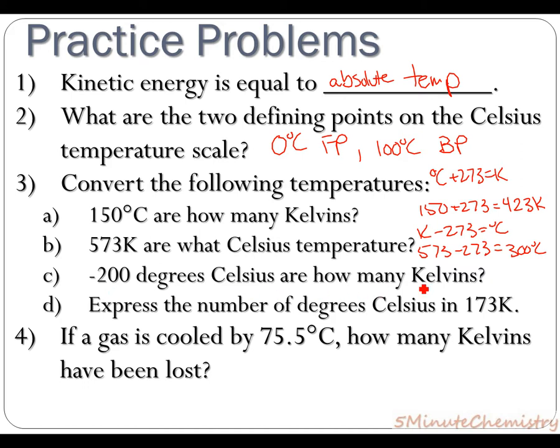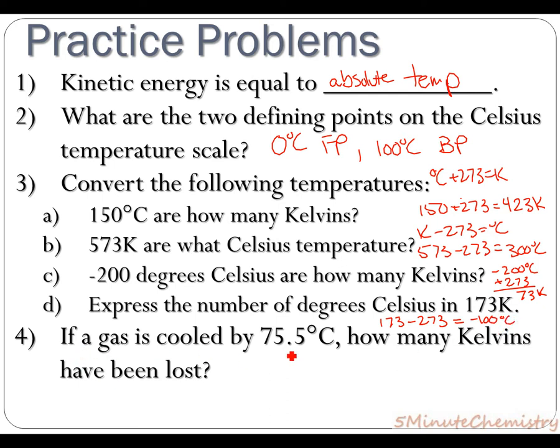Negative 200 degrees Celsius are how many kelvins? So now I'm going negative 200 Celsius. Since it's Celsius, we're adding 273. So we will go ahead and say plus 273. That is going to be negative 200 plus 273, so that's going to leave us with positive 73 kelvins. Express the number of degrees Celsius in 173 Kelvin. Now again, going from kelvins, it's going to be 173 minus 273, which should give us negative 100 degrees Celsius.